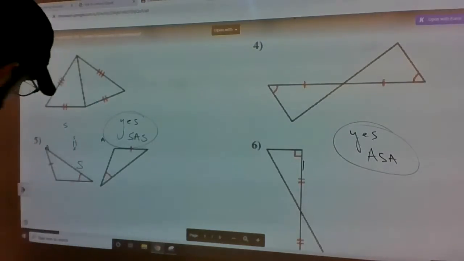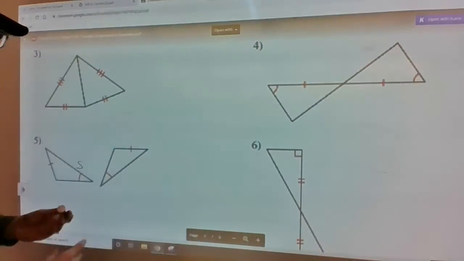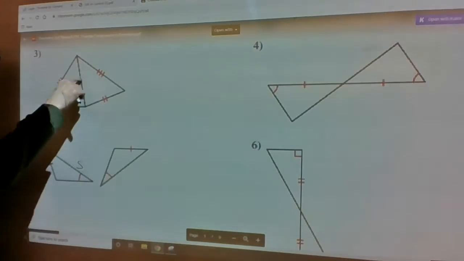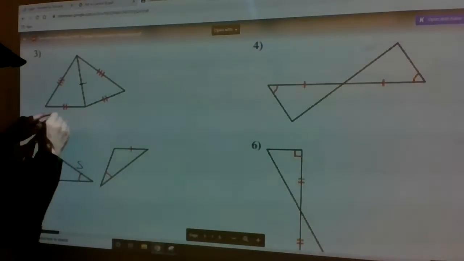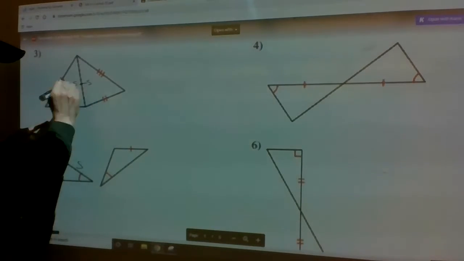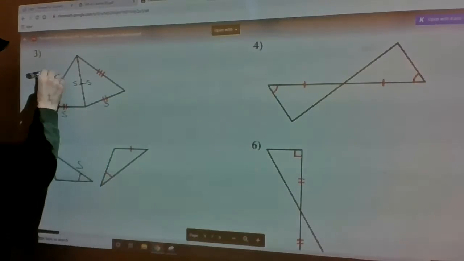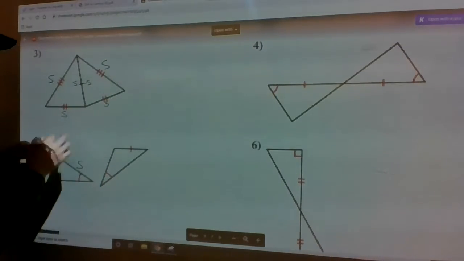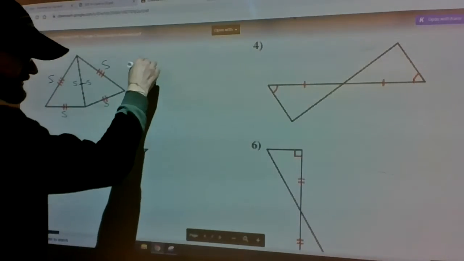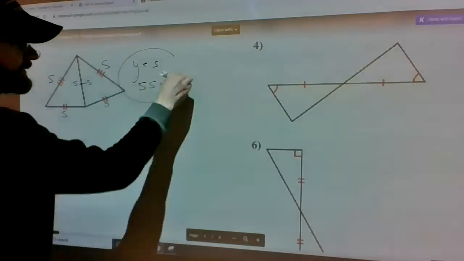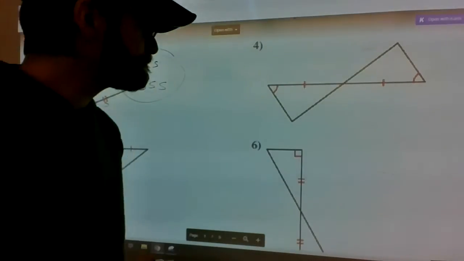Number three, we've got a shared side for these two triangles. It's congruent to itself. So we've got a side congruent to itself with a side congruent to a side of the other triangle with a side congruent to the side of the last triangle. Side, side, side. Yes, the side, side, side triangle congruence postulate makes the congruence statement happen.